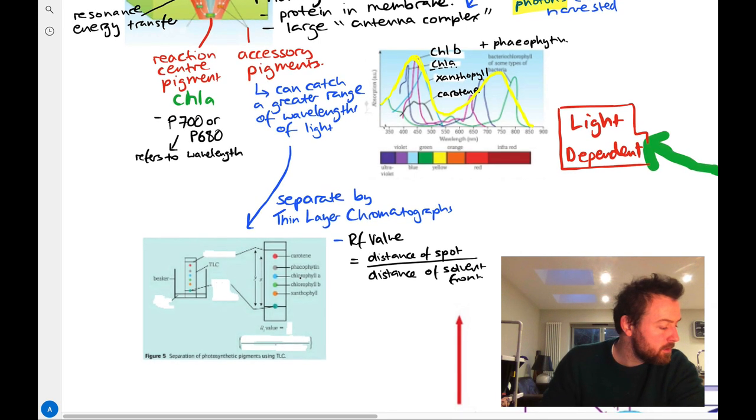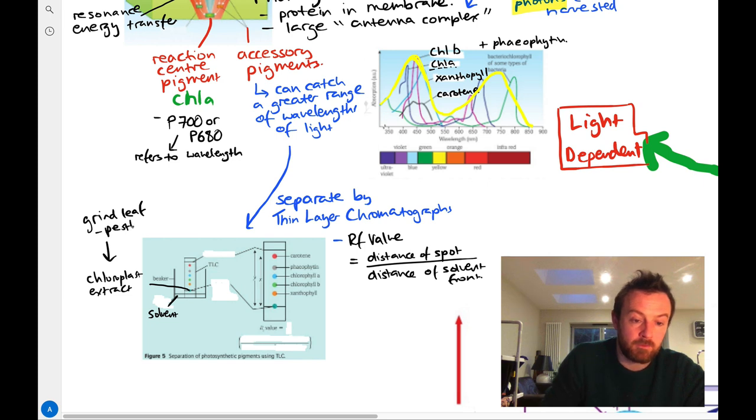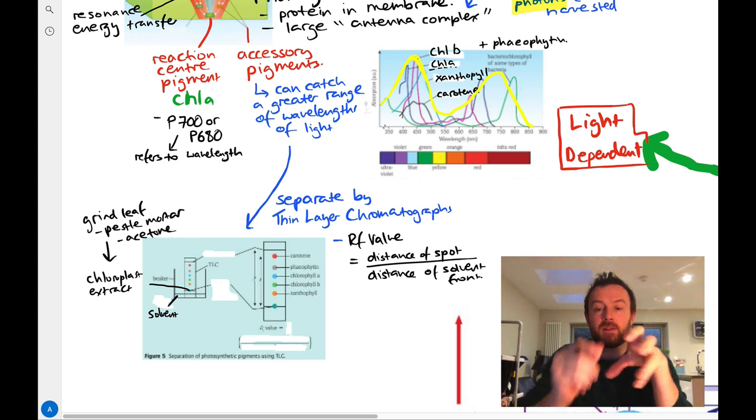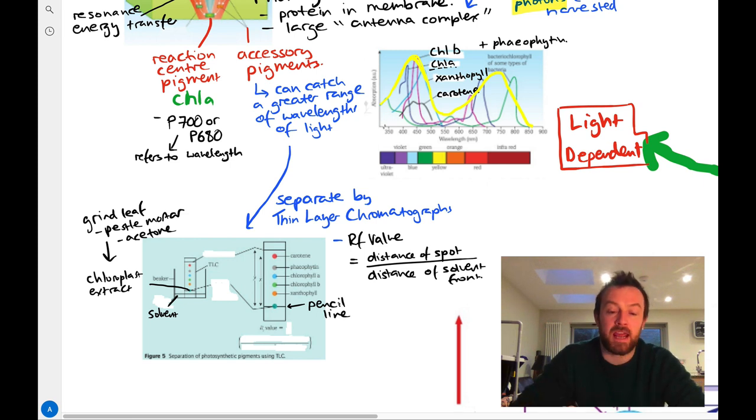So how do you set that up? You've got your solvent down here. You put your spot of chloroplast extract, or your leaf extract. How do you do that? You basically grind leaf with a pestle and mortar, normally in a solvent such as acetone, and you get this green liquid, and then you dab it on the spot, often with a capillary tube. Remember that the line at the bottom has got to be a pencil line. If it is pen, the ink's going to run. It's going to mess everything up. And then up this bit here, that's the solvent front.